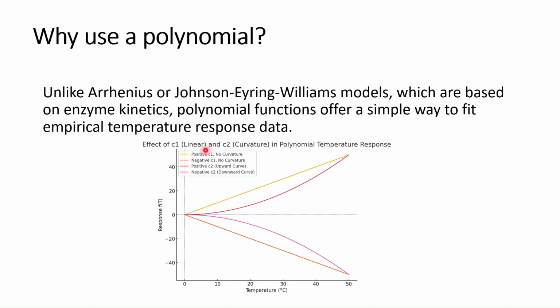So if C1 is positive, it is going to be a straight line, and if negative, it is going to be a straight line going downwards, a declining slope. And if C2 is positive, it is going to be an upward, increasing curved line. And if C2 is negative, it is going to be a curved line which is going below in the negative axis.